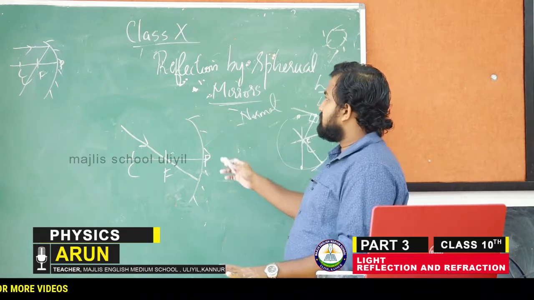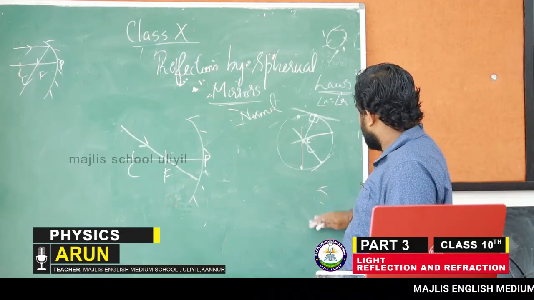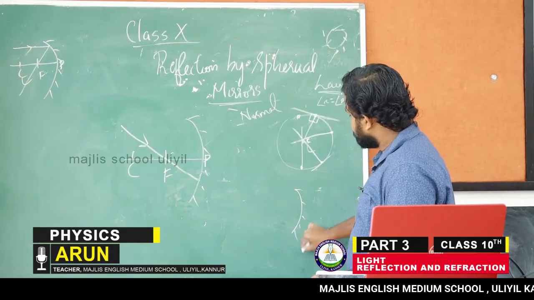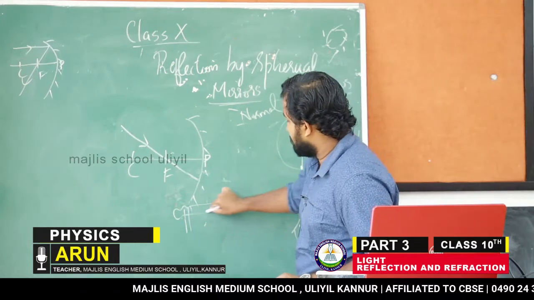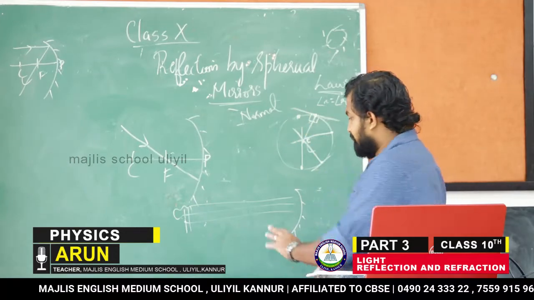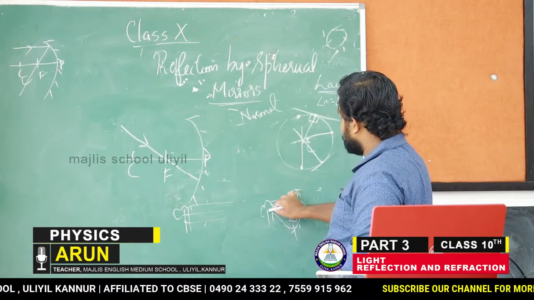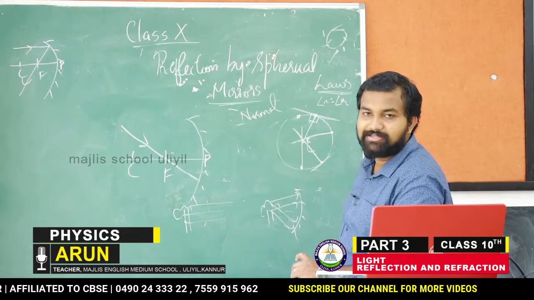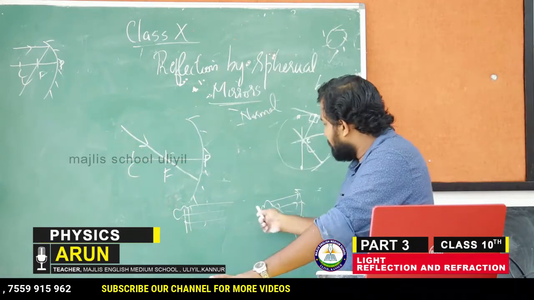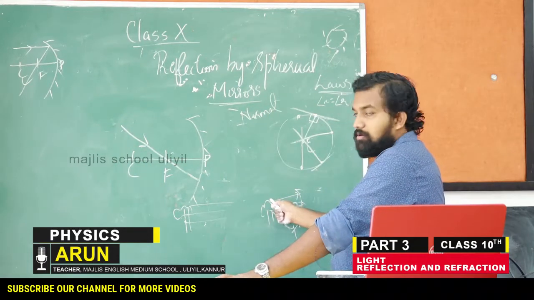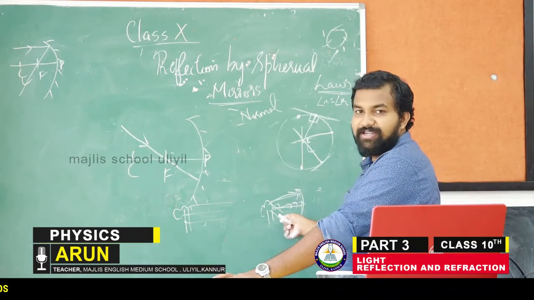How will it come? I have told you in the beginning, if the tree is at infinity, only parallel rays will come, isn't it? But if the tree is nearby, then this ray will come, this ray will come, and rays can come from all directions. Nearby, the parallel rays can also come, but other than parallel rays, all the other rays will also be incident when the object is nearby.